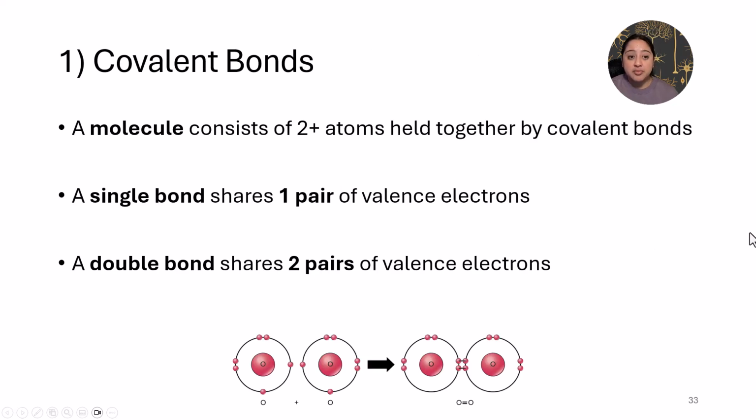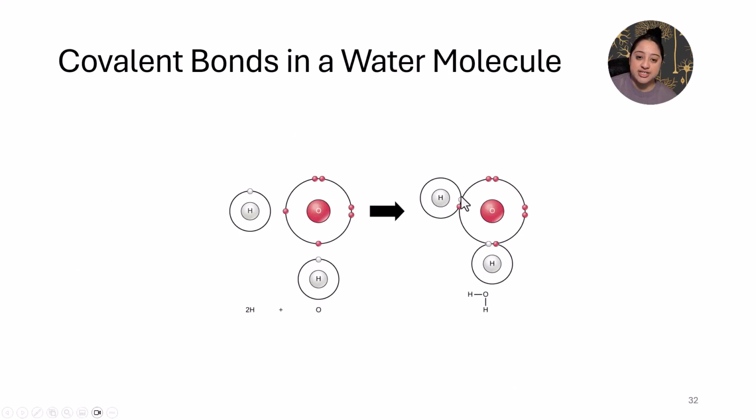So in a covalent bond, you can form a molecule. So a molecule consists of two or more atoms held together by covalent bonds. So a single bond is where two atoms share one pair of valence electrons. So kind of like over here, you know, this is a single bond. They're just sharing one pair.